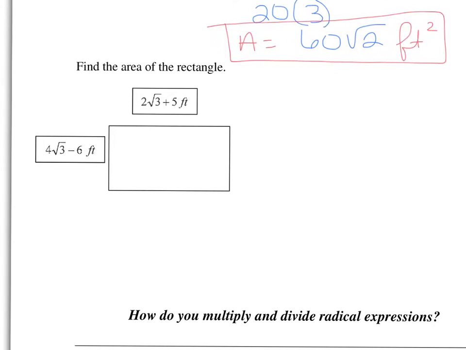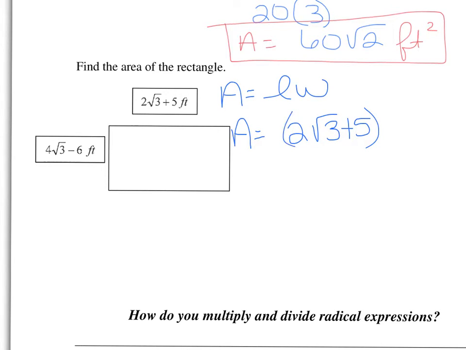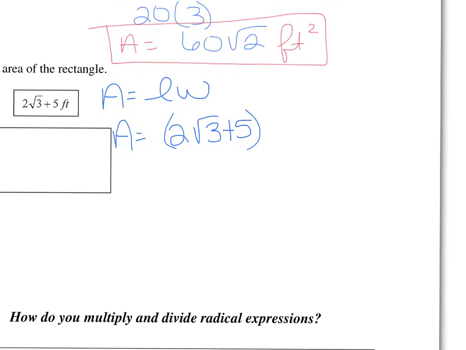Got the same kind of question here. Find the area of the rectangle. Remember that area equals length times width. In this case, the length is 2 square root of 3 plus 5, and the width is 4 square root of 3 minus 6. So the only thing different here is these are binomials now. So to multiply them, we're going to use FOIL or double distribute because they're binomials.